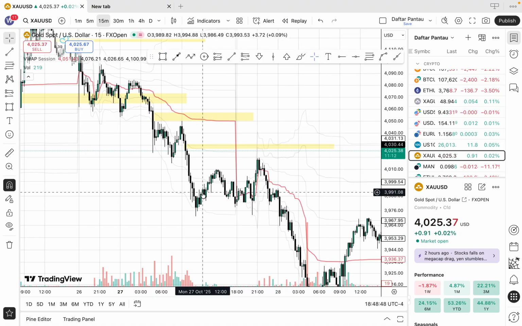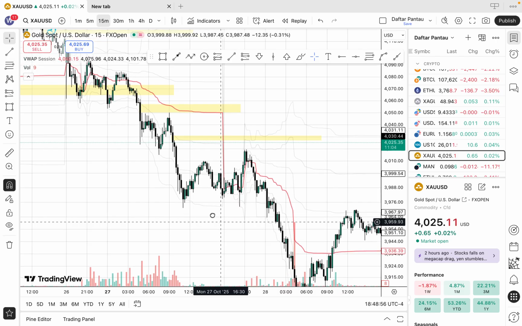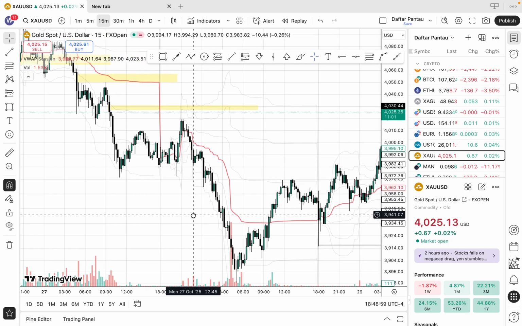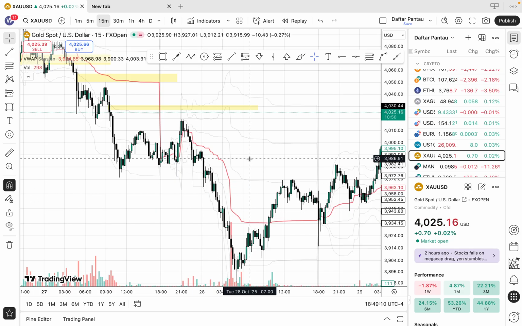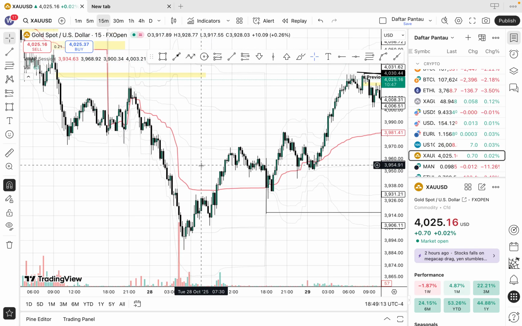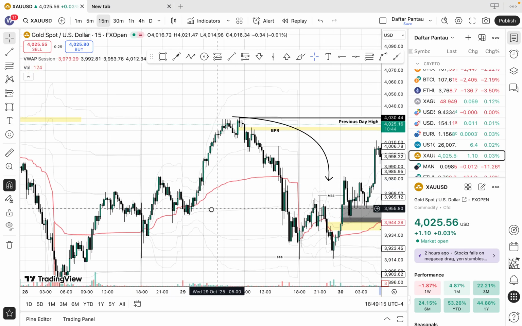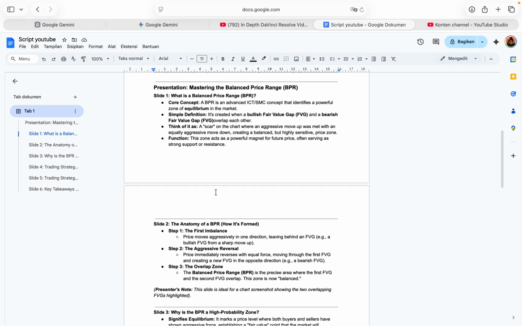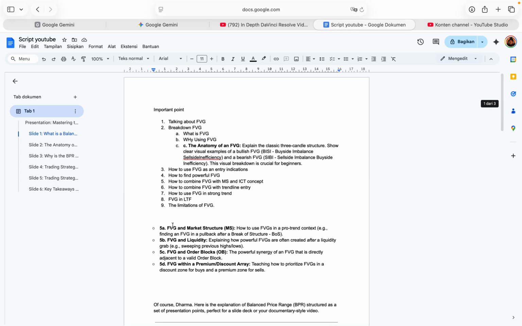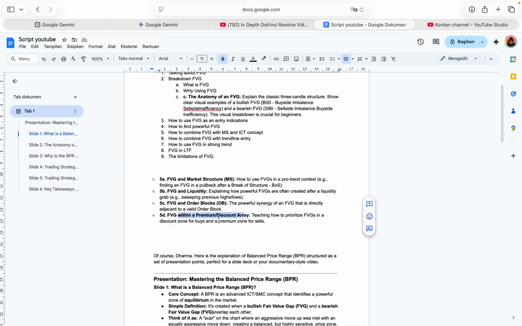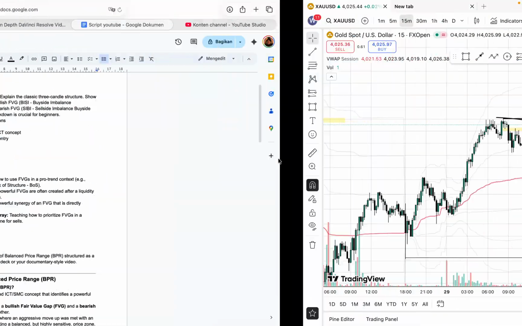And what you need to know about fair value gaps is where the fair value gap is forming. There are two indications that our fair value gap is going to be strong and can hold the price even longer or even reverse the price. We use that in the premium and discount array. So like on here, fair value gaps within the premium and discount array. Okay, this is the ICT concept.